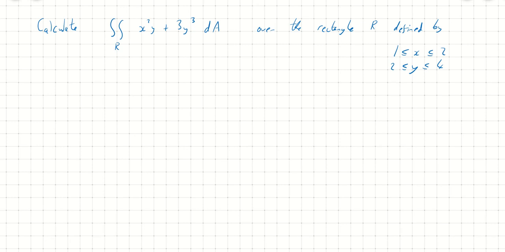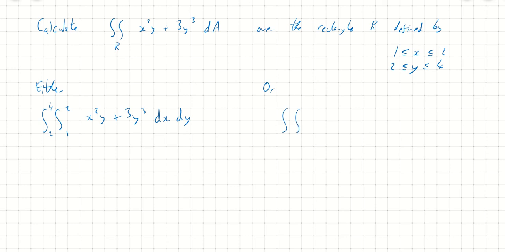We can write this either as the integral for x between 1 and 2 of x squared y plus 3y cubed dx. That's the inner integral, and then the outer integral is the integral between 2 and 4 of x squared y plus 3y cubed dy. So we can write it in that way, or we can write it the other way around.